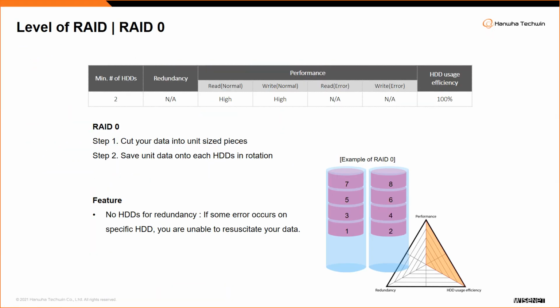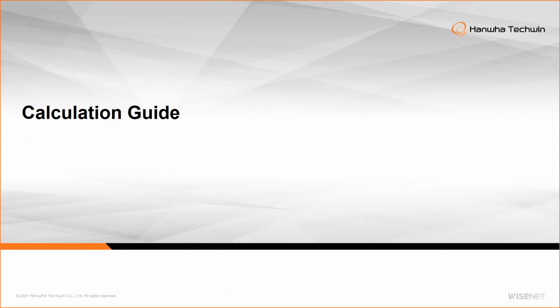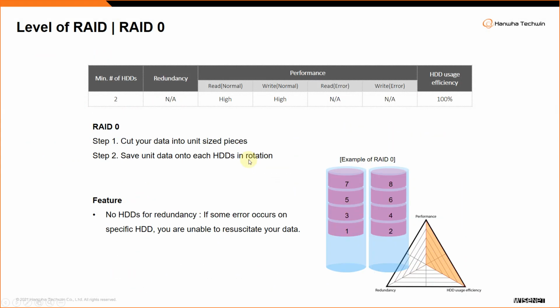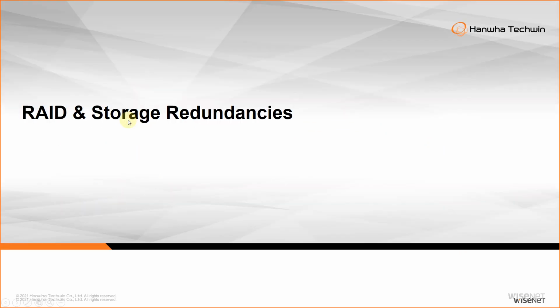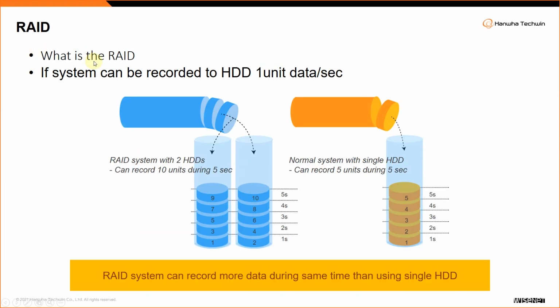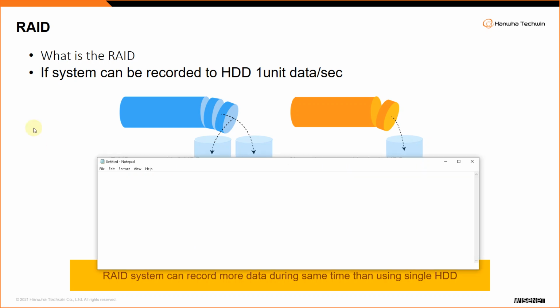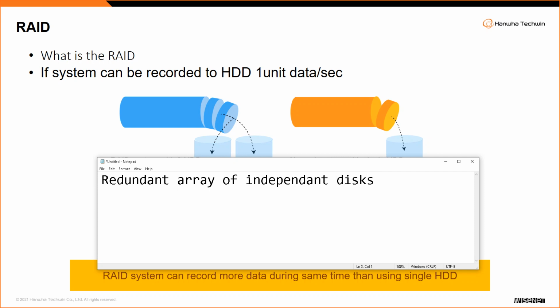Next is RAID. We will see RAID and what is the idea of RAID. RAID is a redundant array of independent disks. The word itself explains quite a bit. First, if you see from the left side, let me write it down. Redundant array of independent disks. First thing, independent disk.